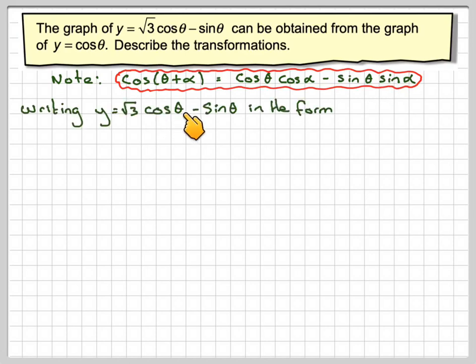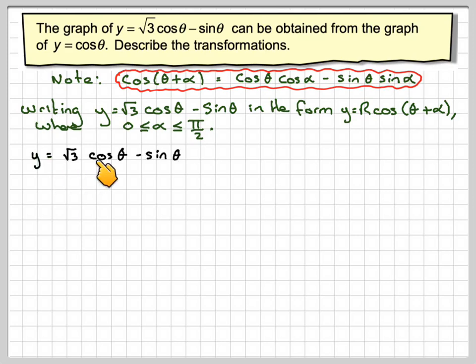y is equal to root 3 cos theta minus sin theta in the form of y is equal to r cos theta plus alpha, where alpha is between 0 and pi by 2. Okay, so we've got y is equal to root 3 cos theta minus sin theta. So root 3 must refer to the cos alpha, and the 1 must refer to the sin alpha. r you get by doing root 3 squared plus minus 1 squared and then taking the square root, which gives you the square root of 3 plus 1, which is the square root of 4, which is 2.